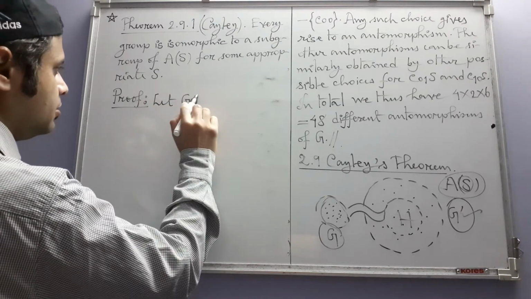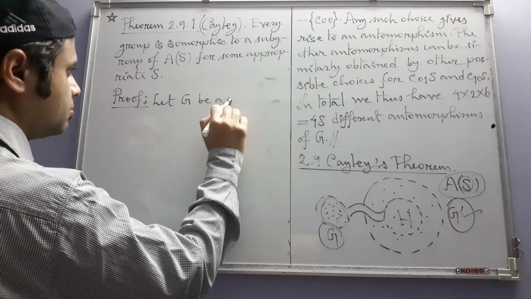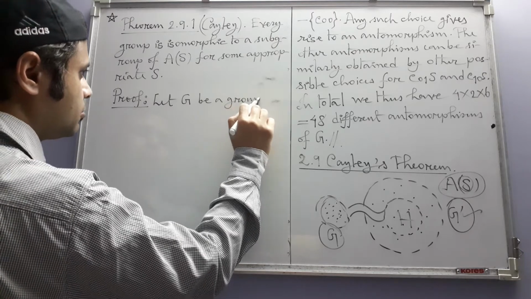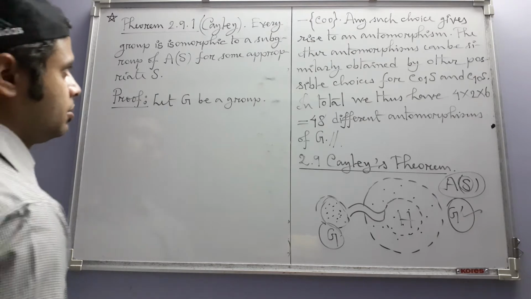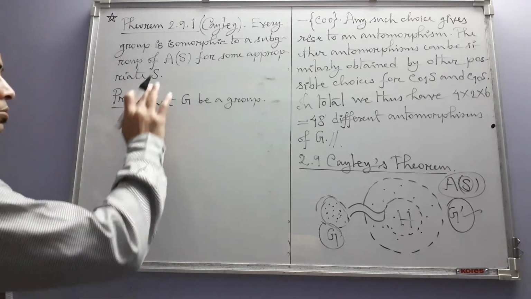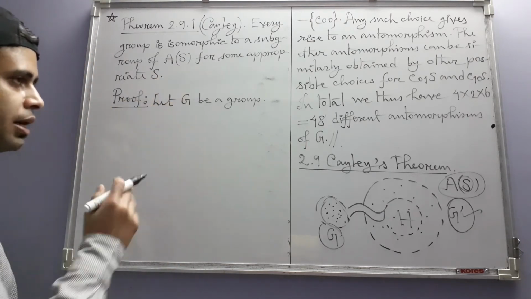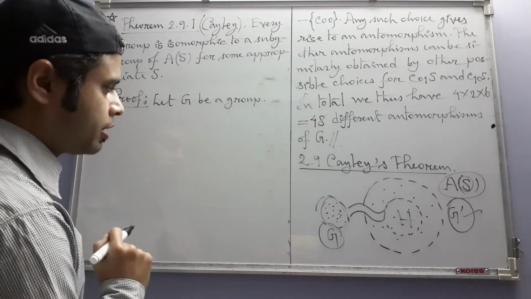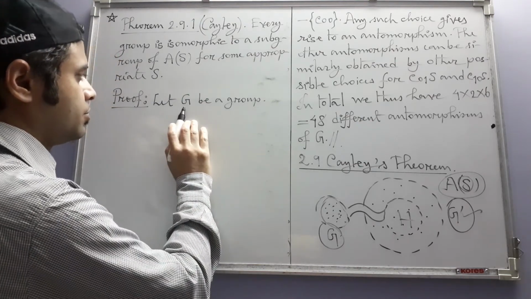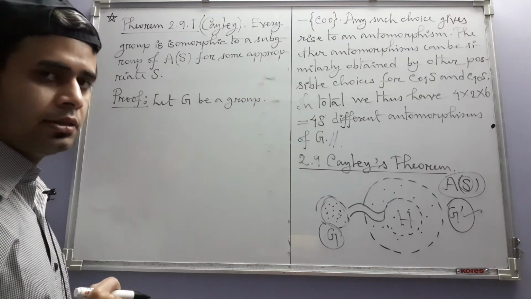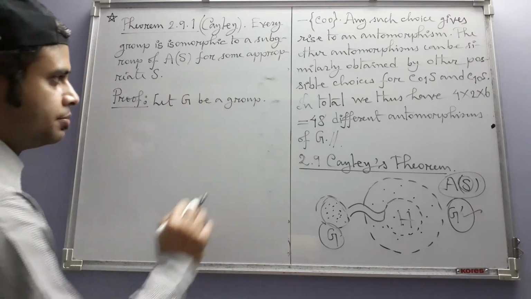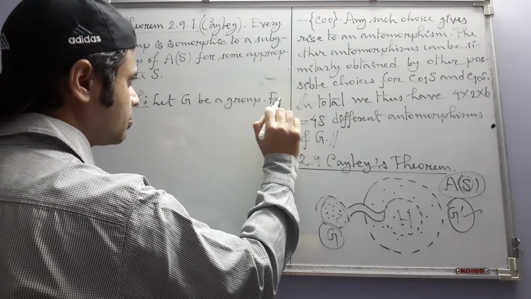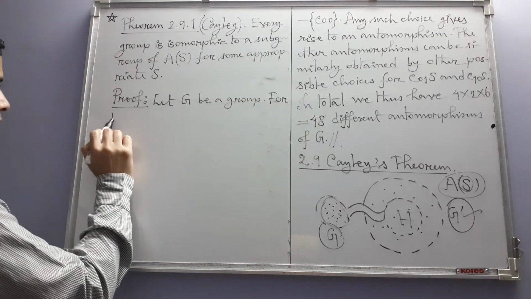Let G be a group. So now the first job is to decide what S is. Now for S in this proof we take the set G itself. That means we will be considering A of G for the set S.